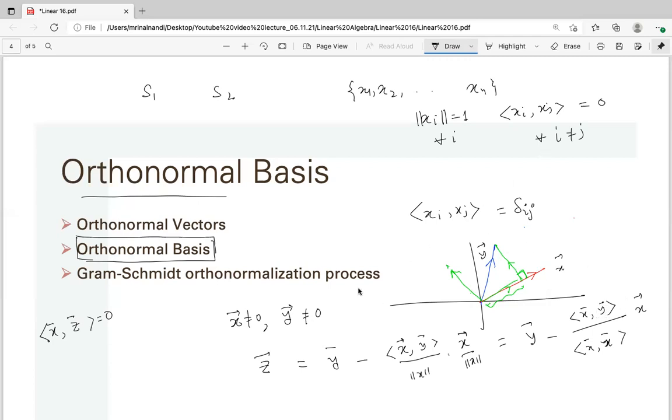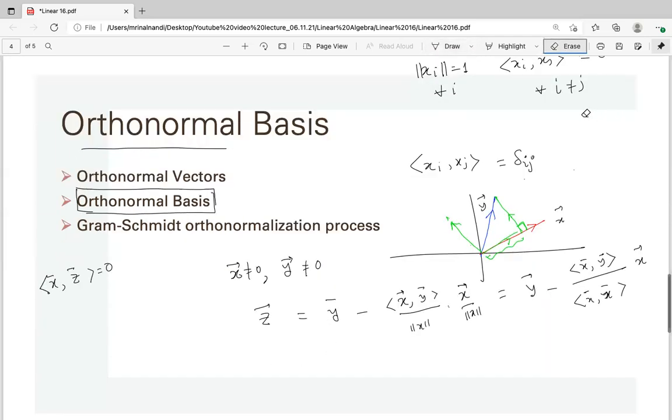Now, what will be the next step? What will be the next idea in R3, or in Rm? We extend this up to the kth dimension. We already have x1, x2, up to xk, which are orthonormal. It's not a basis. We have a new vector, say y. How do you find a vector z which is orthogonal to x1, x2, up to xk, and then you can find the orthonormal vector? Once you find z, you just divide by the norm of z. That will be the unit vector.